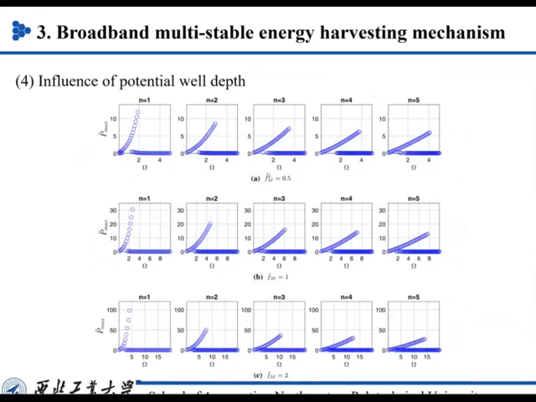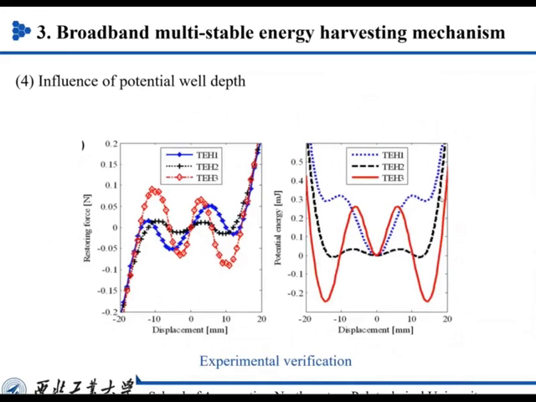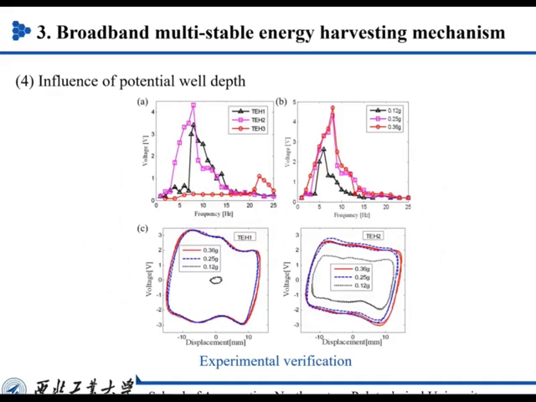This is the output power. We also use experiment to verify it, but we use just the tristable ones: tristable 1, tristable 2, tristable 3. The tristable 2 has the shallowest potential well, which means it can make the interwell oscillation easier than the other two.